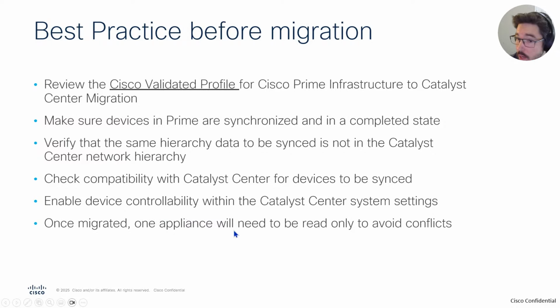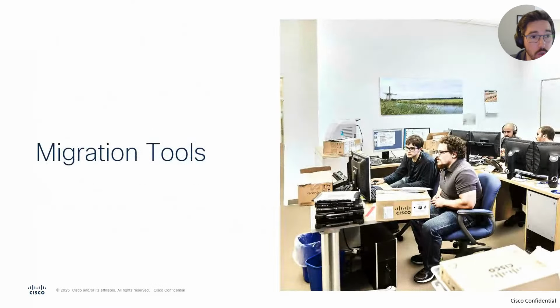And then once migrated, one appliance will need to be read-only to avoid conflicts. So essentially, the ideal scenario is Prime Infrastructure will be read-only. Now you can do changes. There's a coexistence feature, which I will go over, and I will go over how to enable that. So you can make changes in Prime after the migration and have those automatically be synced over. I'll show you how to do that. But once migrated, the ideal scenario is that Catalyst Center becomes the only write-based application, and then Prime becomes read-only.